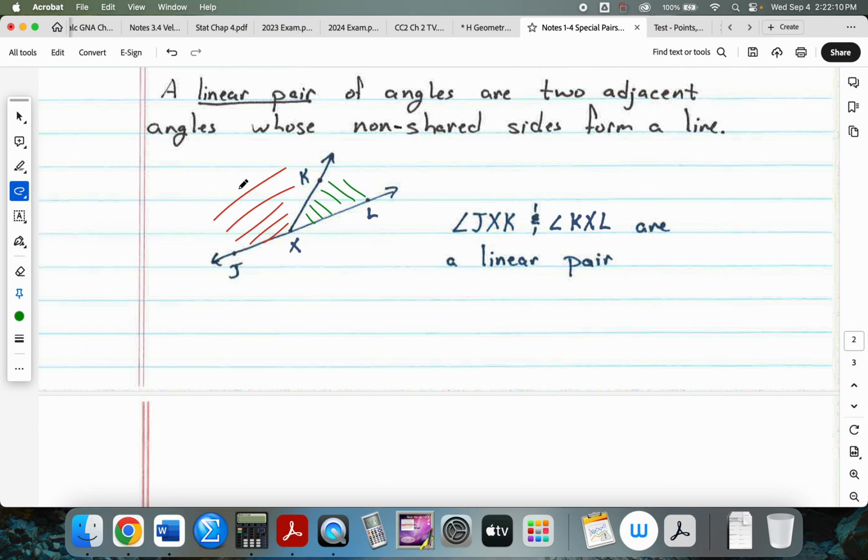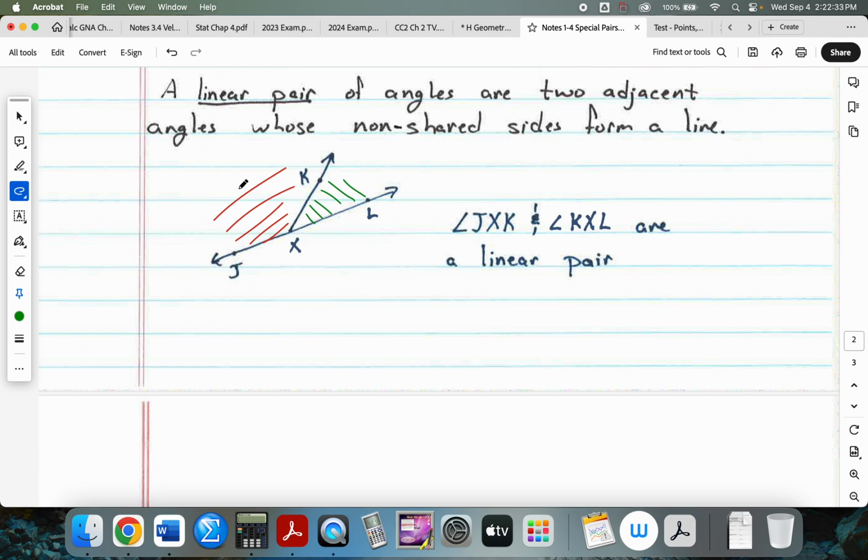Now, sometimes you may wonder, well, how important are linear pairs? We'll use them all year. And sometime in May, I'm going to remind you of this conversation. I'll say, remember back in September when I said we'll use linear pairs for the rest of the year? We will. We'll use it a bunch.